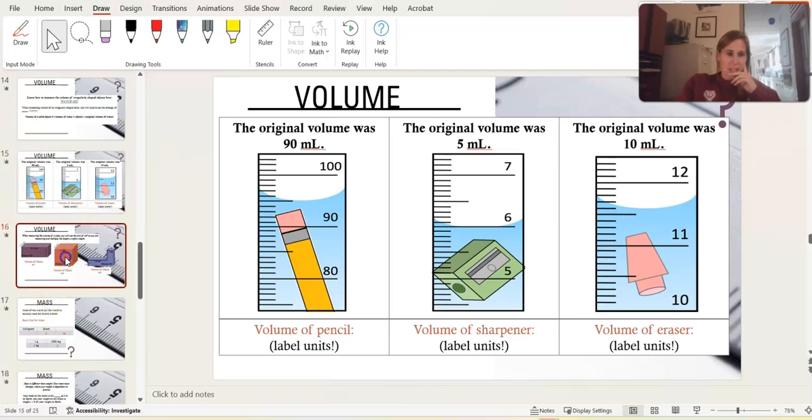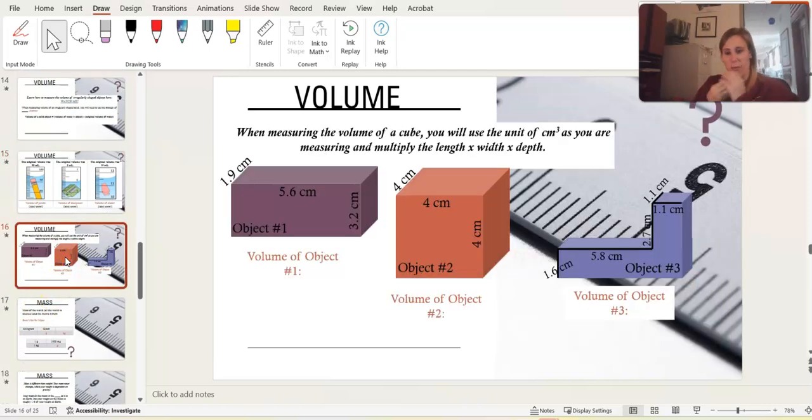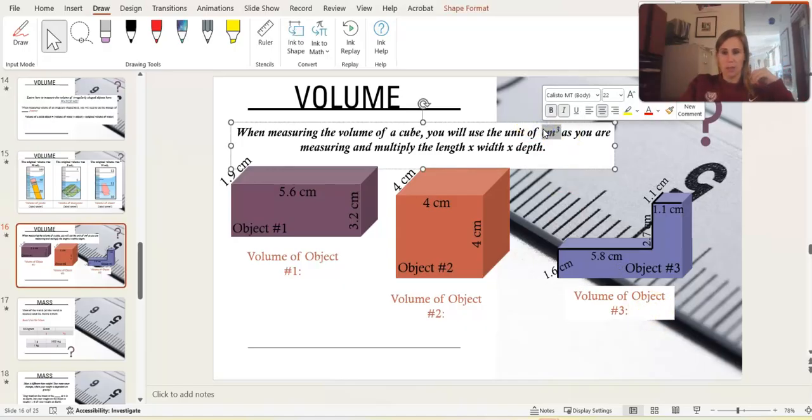Okay, for these you're going to do measurements for the volume, so you will need a calculator for the most part. You can use your phone or whatever the case is. You will calculate their volume. For this one, your units are going to be centimeters cubed, not milliliters.